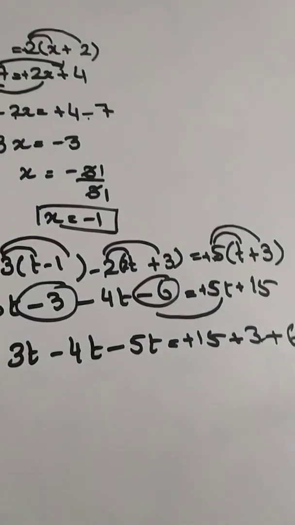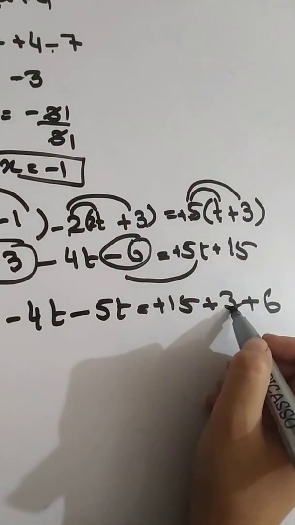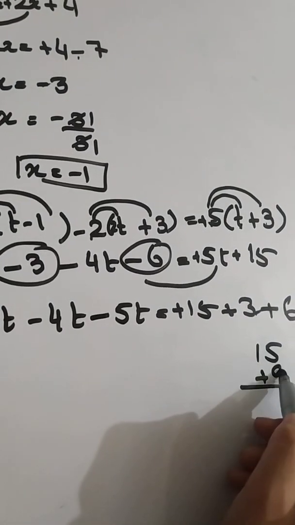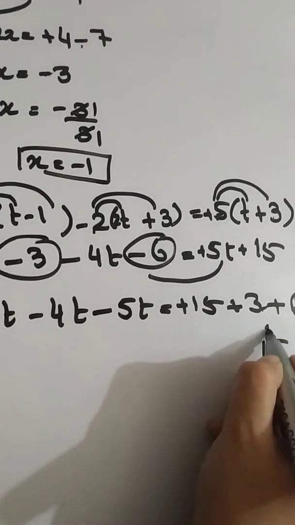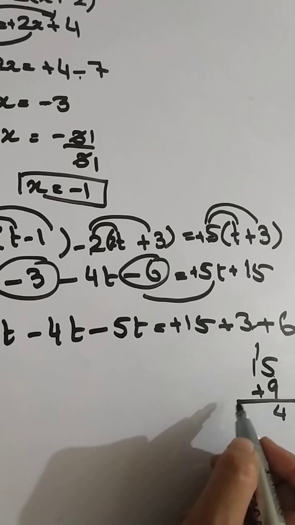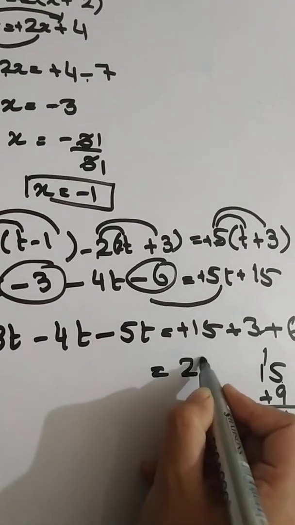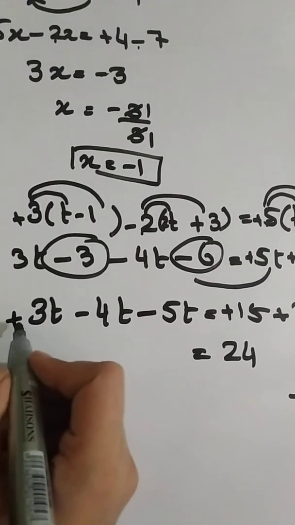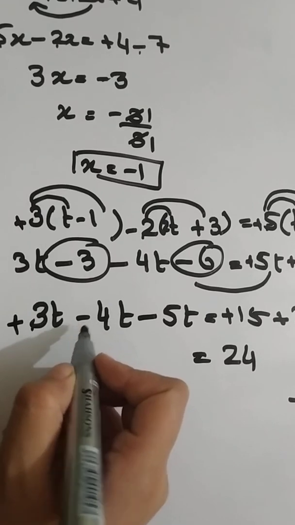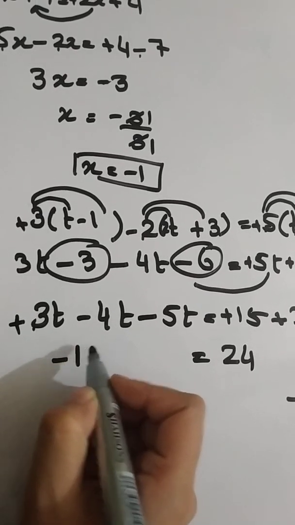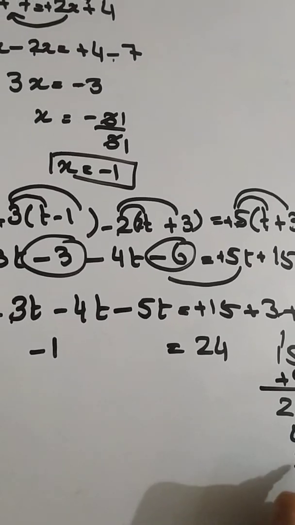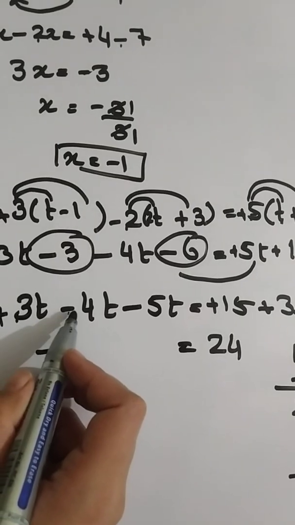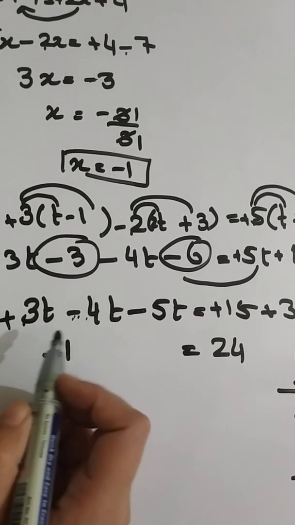Okay, add all these terms. 6 plus 3 is 9, 15 plus 9, 4 plus 5 is 9, 14, 1 carry, 24. So 24 will come here. Here the sign is not given, so the sign is plus. Plus minus minus. 3 minus 4 is minus 1. As 4 minus 3 we will get 1, but the sign of the bigger value comes, as 4 is bigger, so the sign is minus.